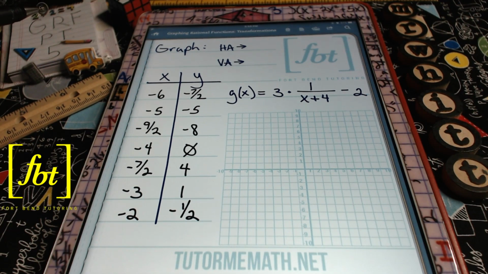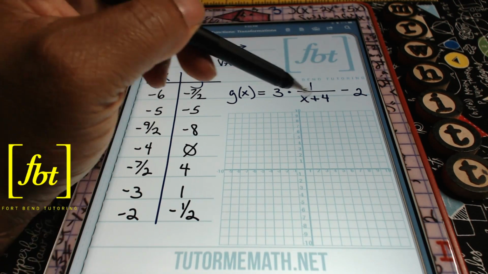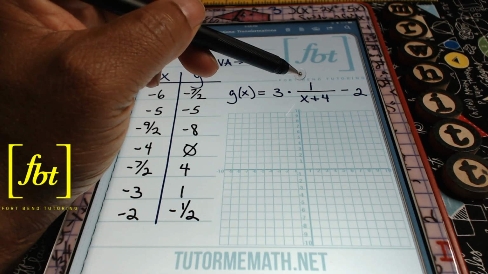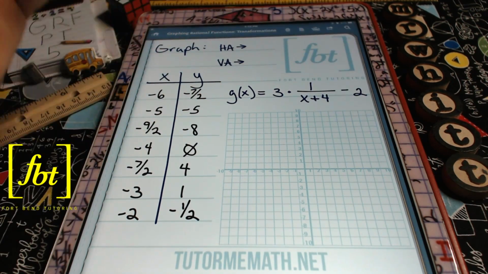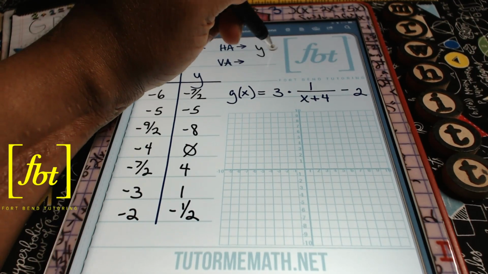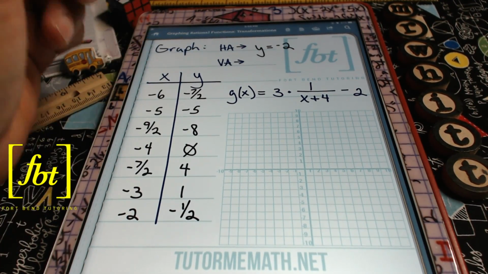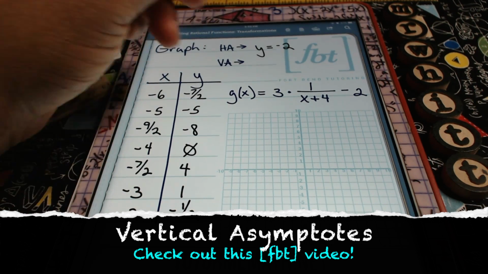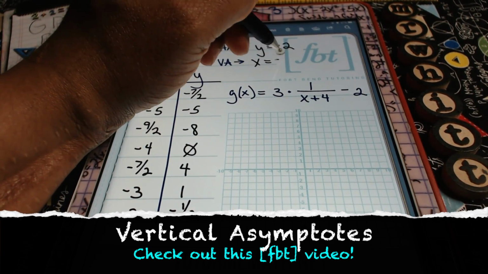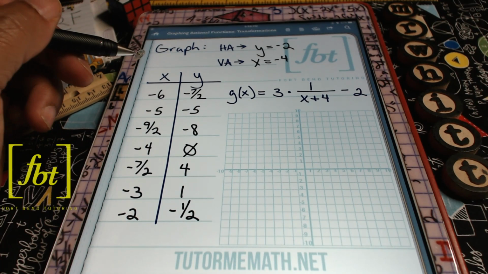As far as the horizontal asymptote is concerned, recall that this part of the expanded form starts out with a horizontal asymptote of 0, but then this vertical shift moves it down 2. So that means our horizontal asymptote is y equals negative 2. As far as the vertical asymptote is concerned, set the denominator equal to 0 and solve for it. So you'll get x equals negative 4 as your vertical asymptote.